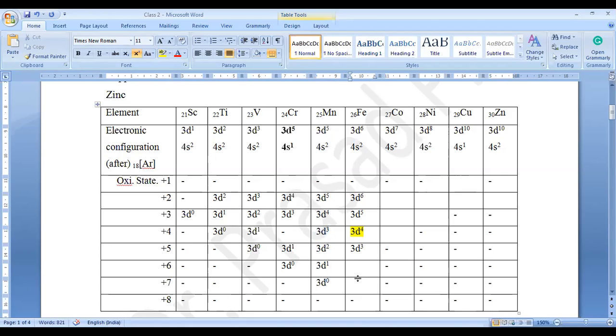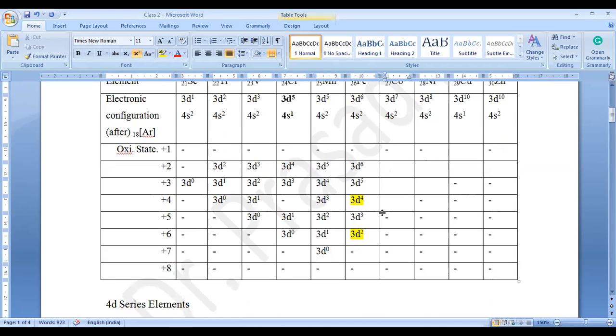3d3 is also possible. Then 3d2 is also possible for iron. 3d7 is not possible. So 3d2 is possible, but again it is less stable, so I'll highlight it. Therefore, I can say that in case of iron, plus 2, plus 3 and plus 5 oxidation states are more stable, whereas plus 4 and plus 6 oxidation states are also possible. In some cases it will be formed.